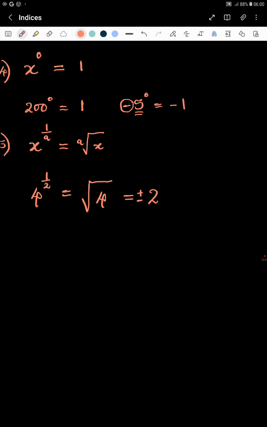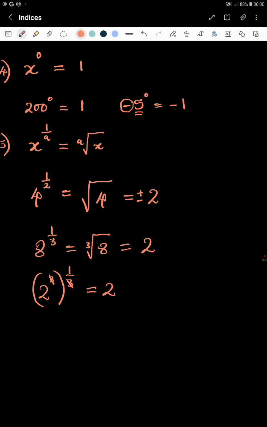Okay, if we have 8 to the power 1/3, it's the same as finding the cube root of 8, which gives us 2. And we can also calculate it this way. 8 is the same as 2 to the power 3, to the power 1/3. In this case, you just multiply these two powers like this, and you get your answer. Your answer is 2.